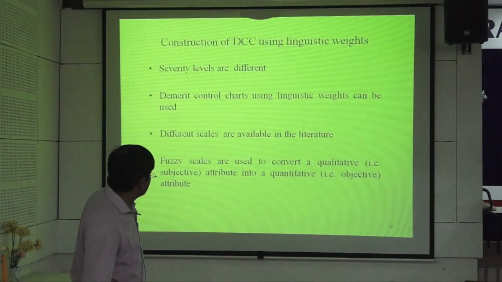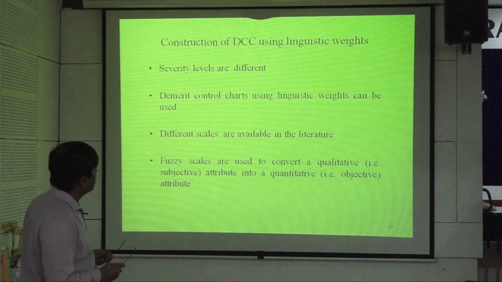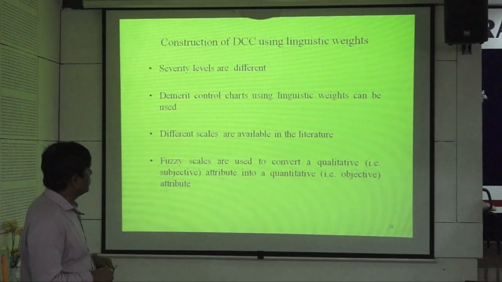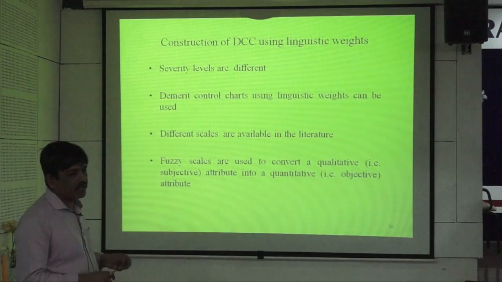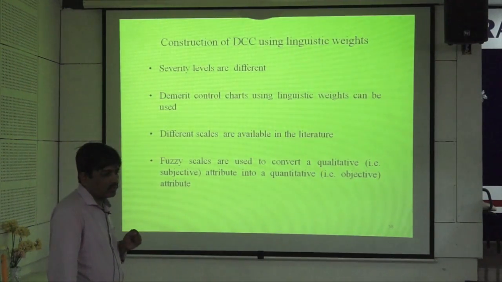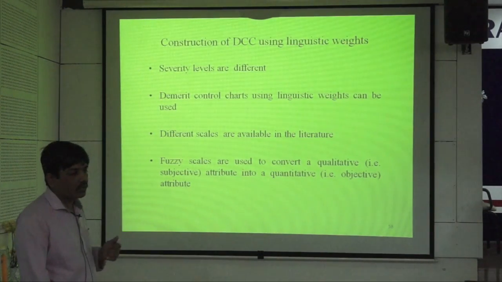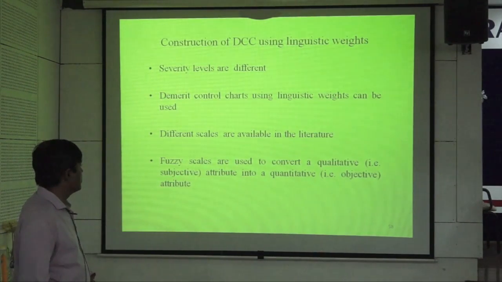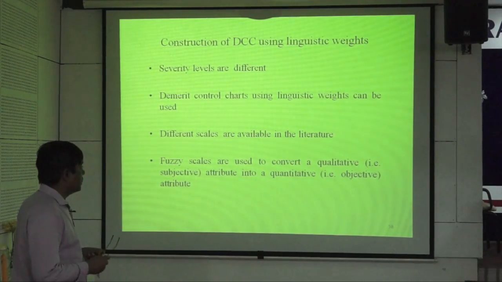Now, the problem with classical demerit control charts is that the severity levels of the defects are different. Defects may be highly severe, or less severe. So we wanted to make this demerit control chart more sensitive. We wanted to reduce the control limits so that the process can be controlled in a better manner. So we went for an approach called demerit control chart using linguistic weight.